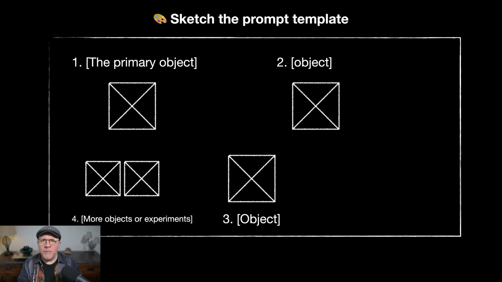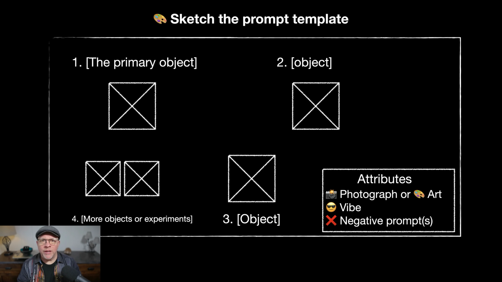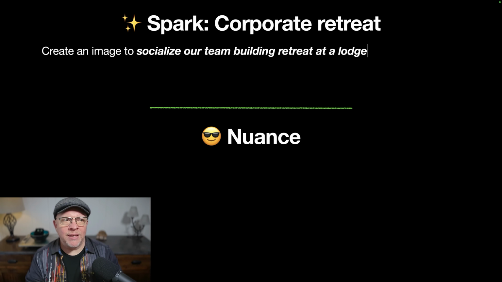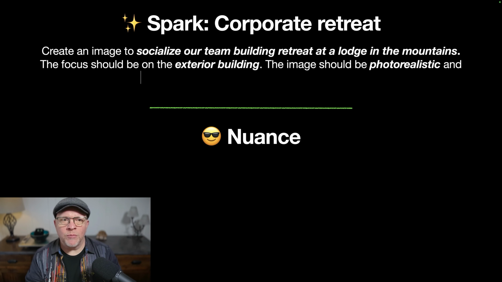Finally, we put some of the additional attributes that we have defined in the bottom right. So for example, do we want this to be a photo or an image? Are there any negative prompts? As you'll recall, we have that corporate communications role that's working on the retreat. So let's look at that Spark objective one more time.